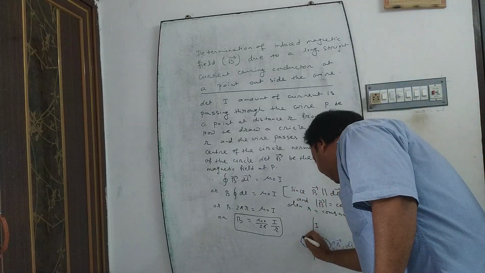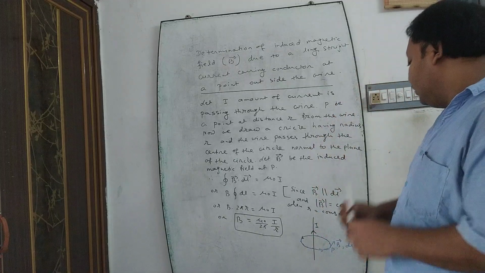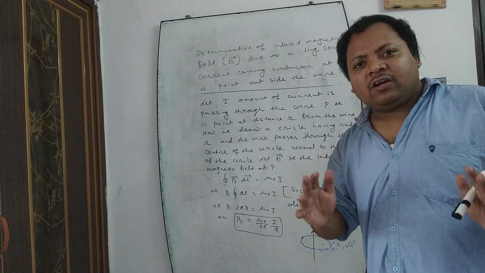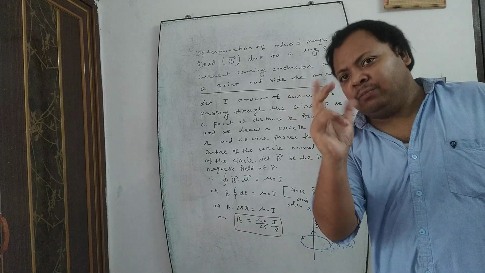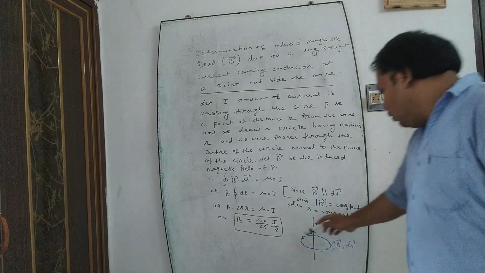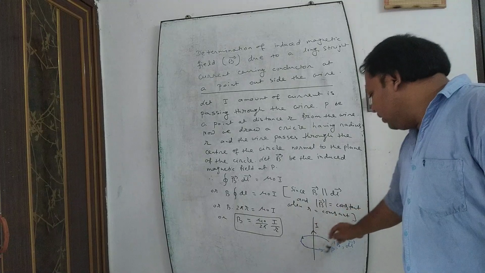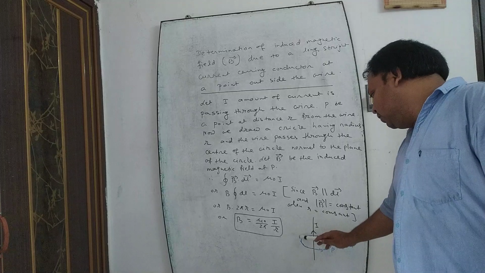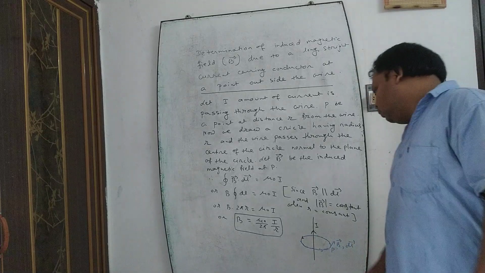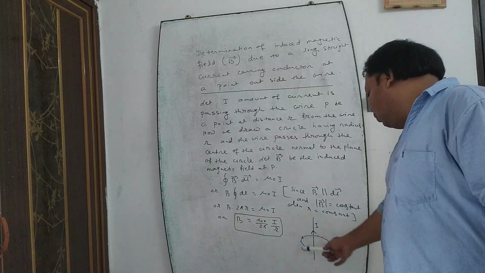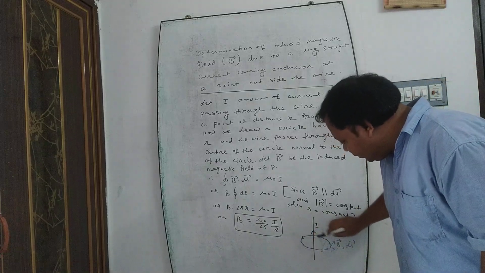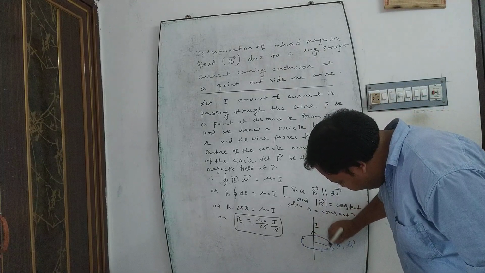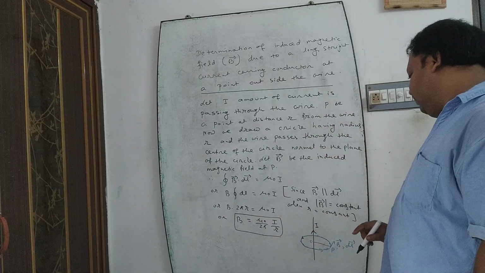That is, when the current moves in the upward direction, then according to Maxwell's right hand corkscrew rule, the magnetic lines of force rotate in the anti-clockwise direction. Okay, it is shown in the figure. Now let us consider a circle having radius r. O is the center of this circle.